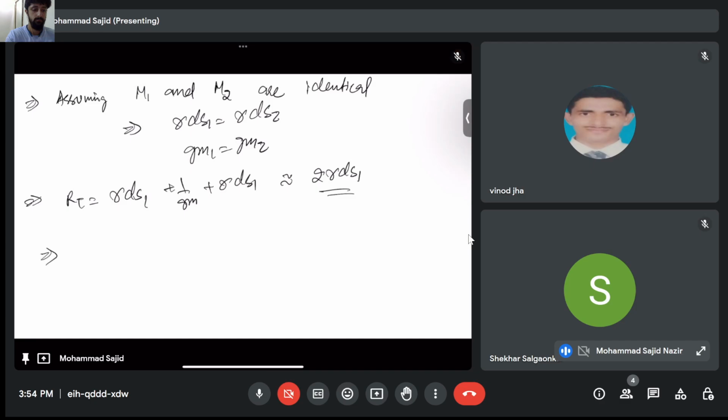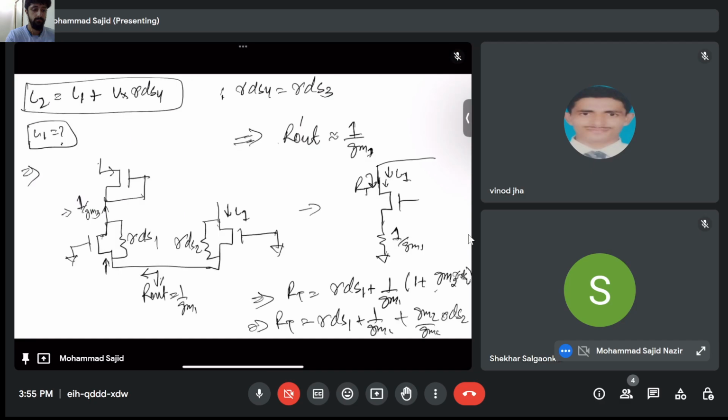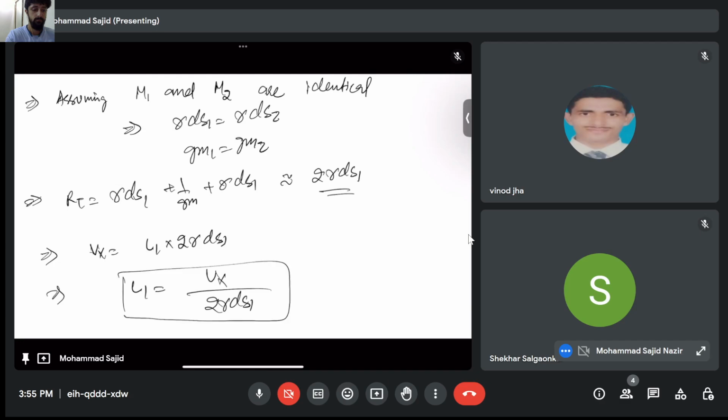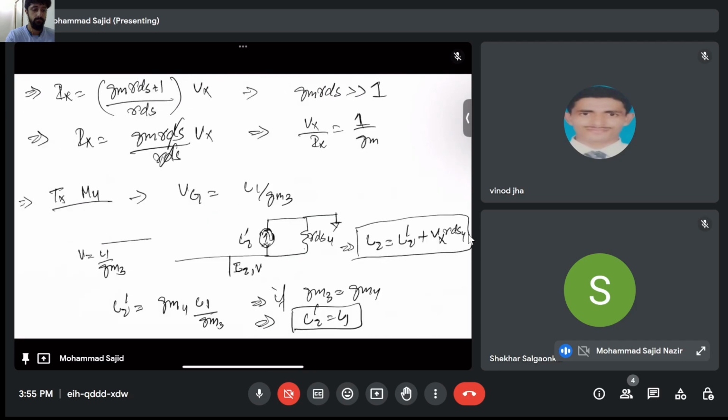So if RT is this, and this is IX and this is VX, and IX here is I1, what will be the potential here total? Vx will be simply current times total resistance, right? Or I can write I1 as Vx divided by 2 times RDS1. So now we have I1, substituting it into I2, which we calculated here.